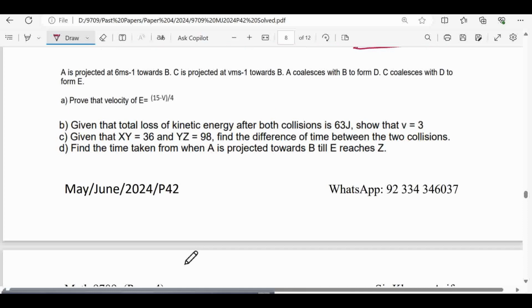Okay, let's move to the D part. Now the D part is: find the time taken from when A is projected towards B till E reaches Z.